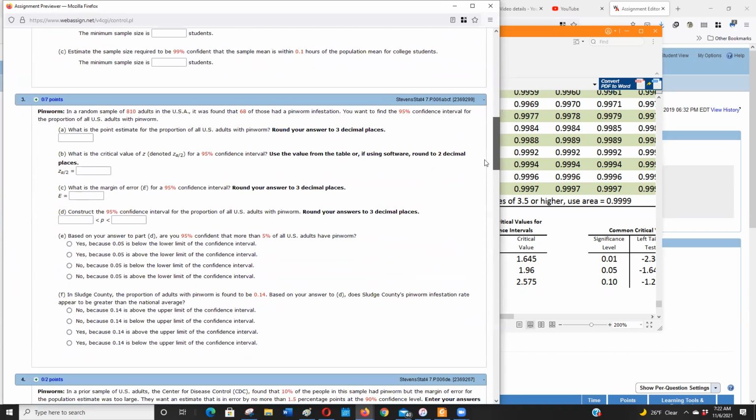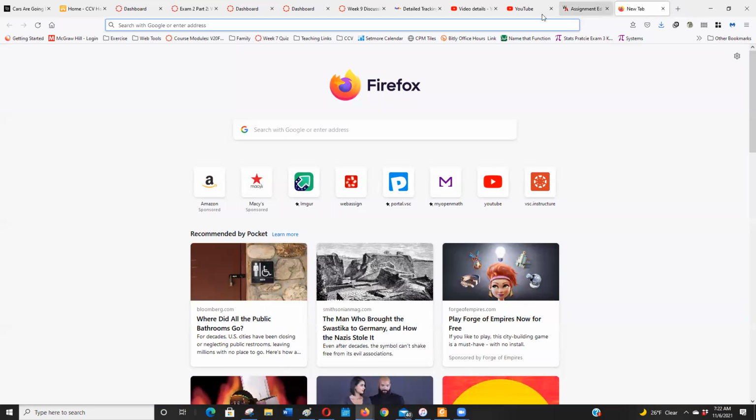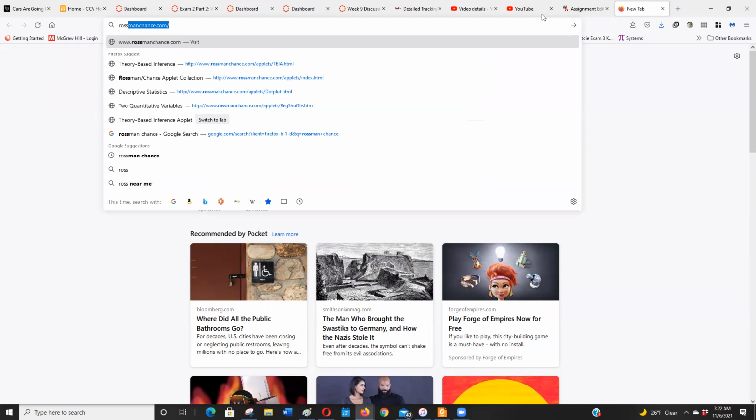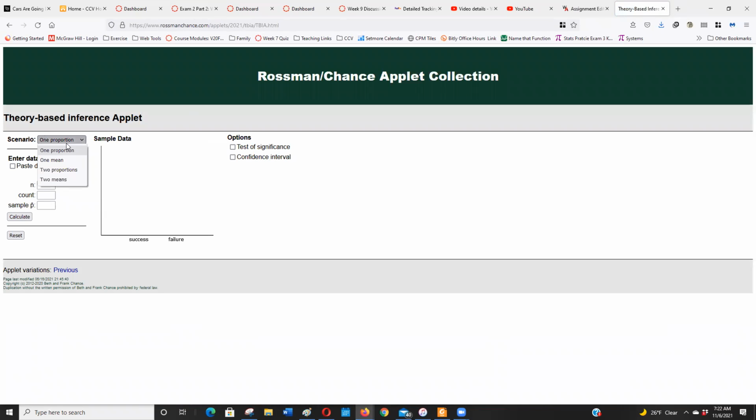And then when we get done, let's find one that's not. So now this is about proportions, and yes, proportions use the Z distribution, but that Rossmann Chance applet, the one I linked to, is your new best friend. You select which one you want, and proportion, and it'll do it all for you.